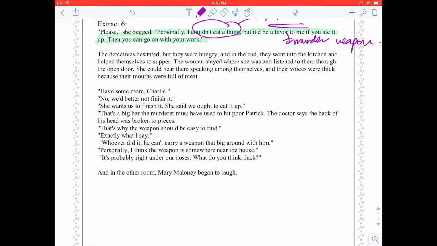She could hear them speaking among themselves, and their voices were thick because their mouths were full of meat.